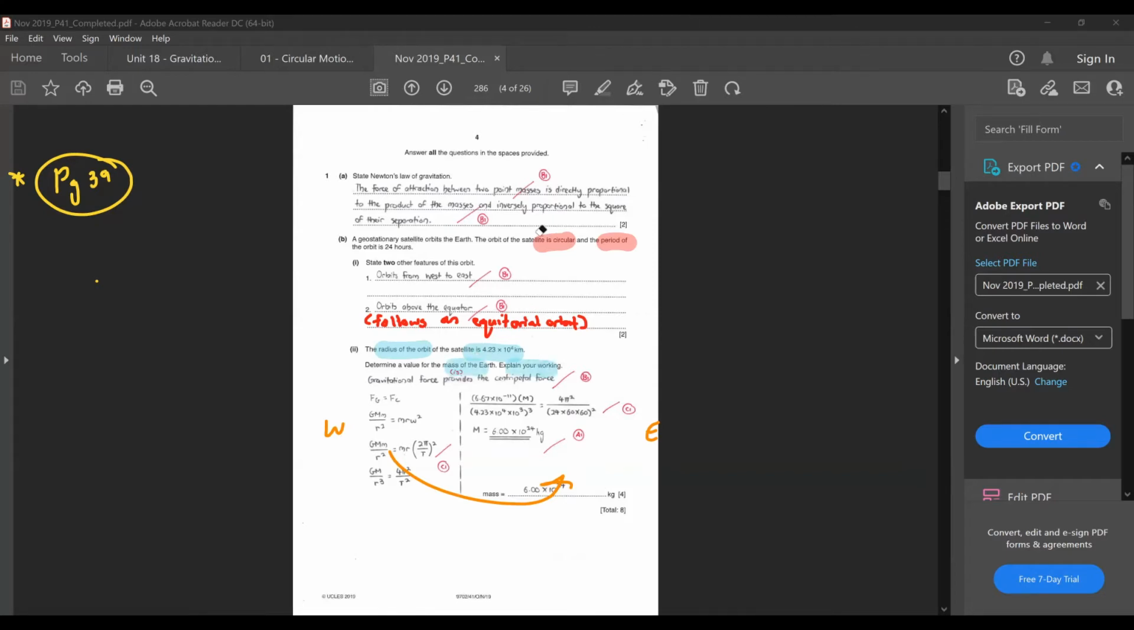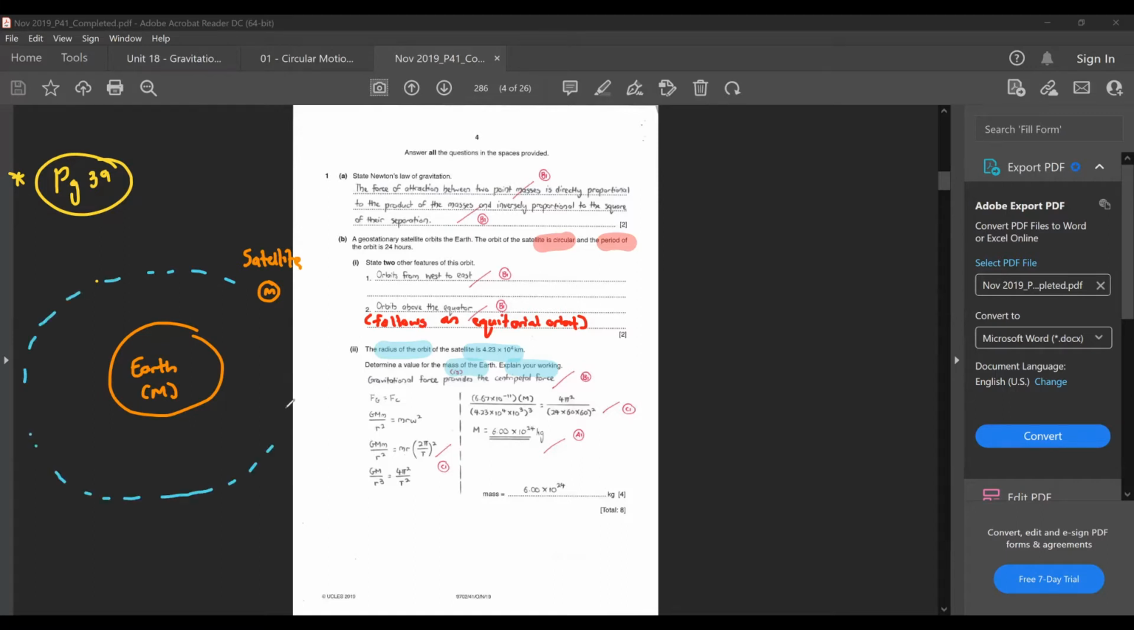Okay, so this particular question here will be easier if we have a diagram. So this one is our Earth. We say mass big M, and then this one here is our satellite with mass small m. So it's orbiting in a circle like this. They want you to find out what is the value of the mass of the Earth. Essentially, they want you to find what is the value of big M. Okay, so explain your working.